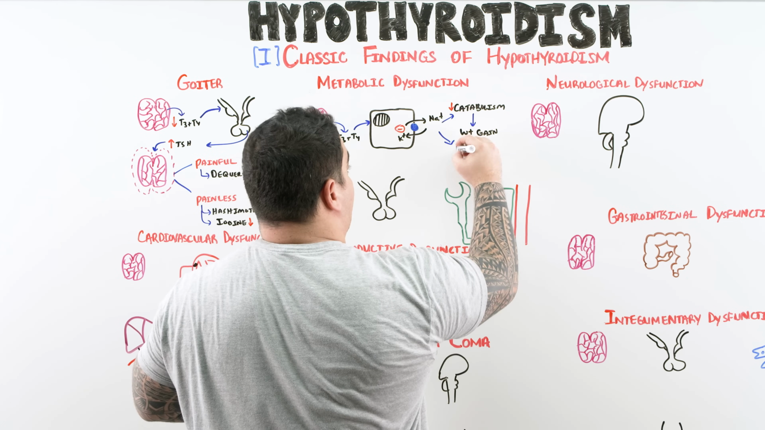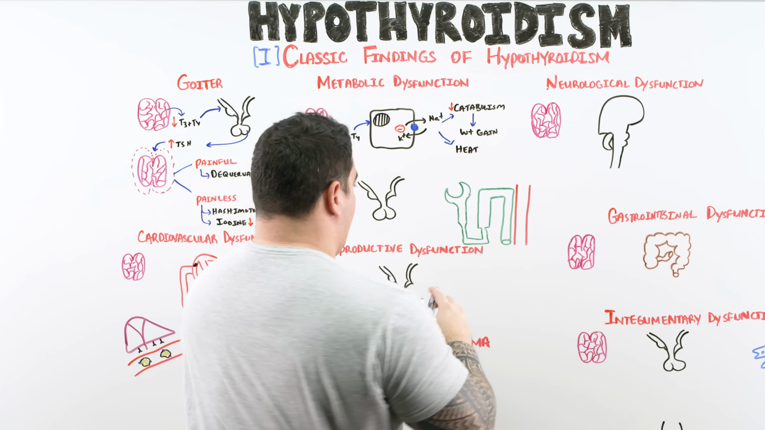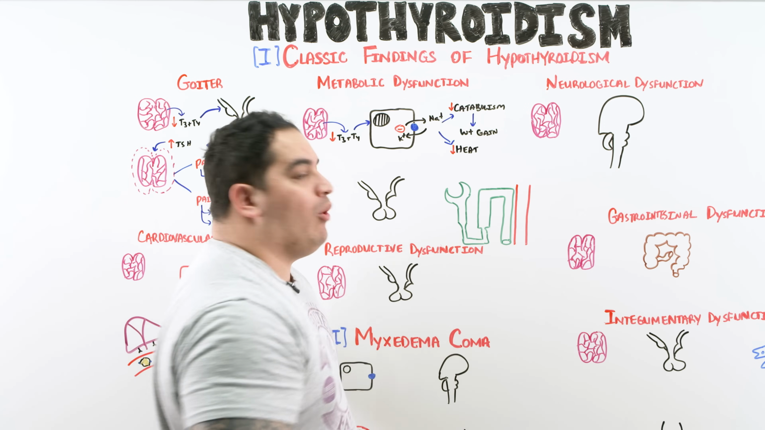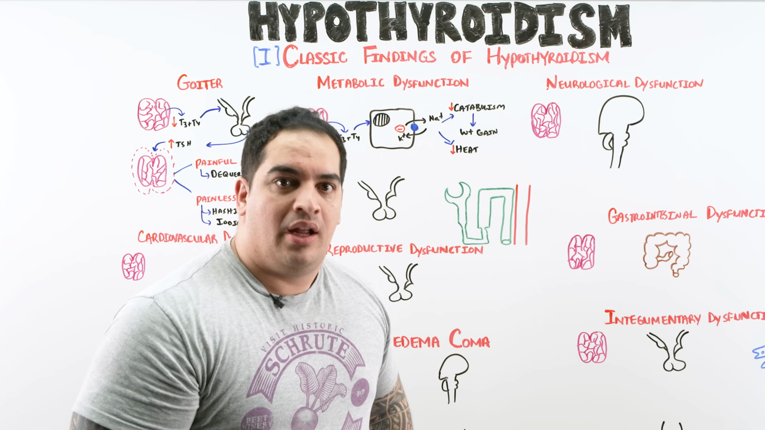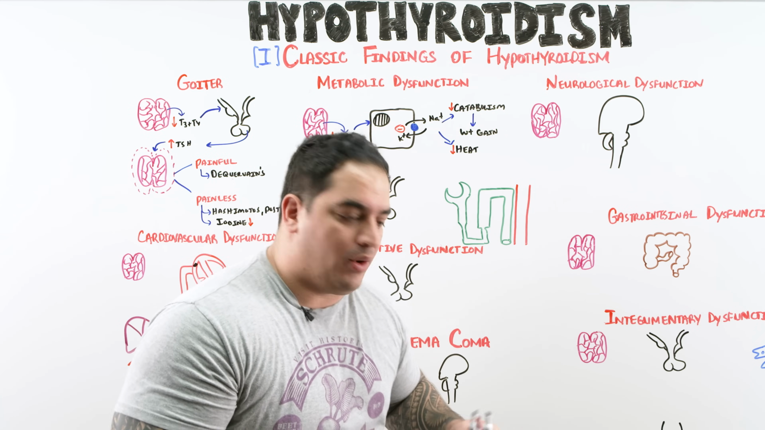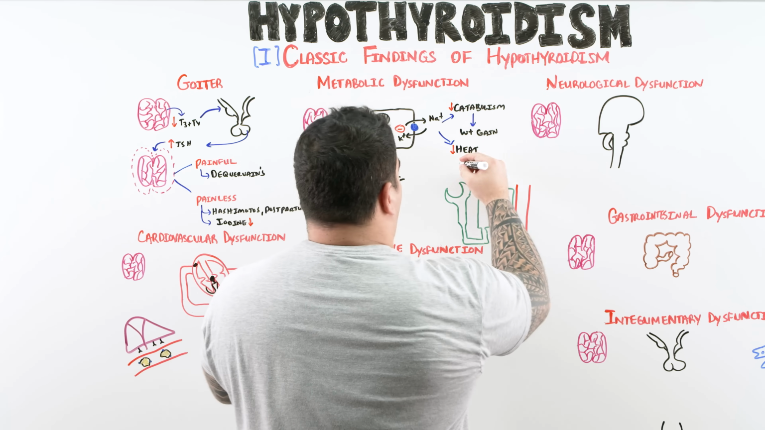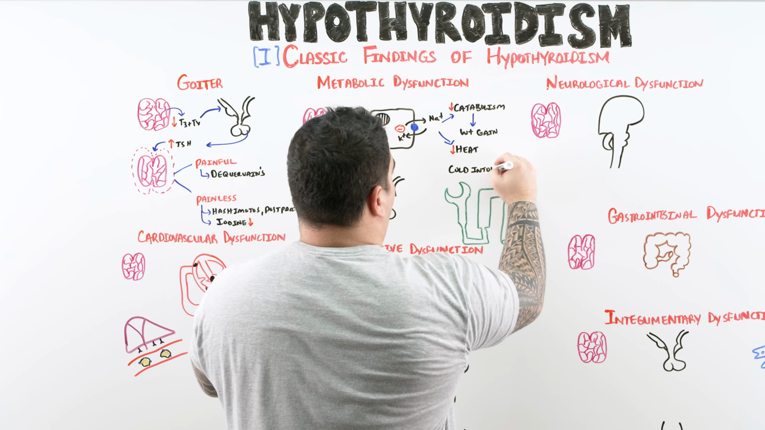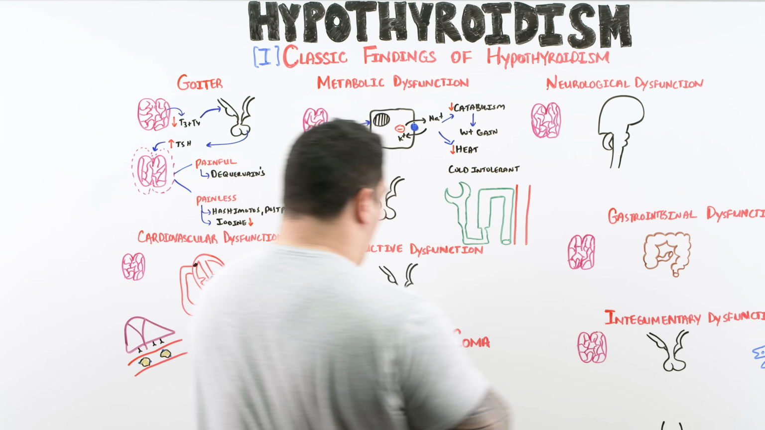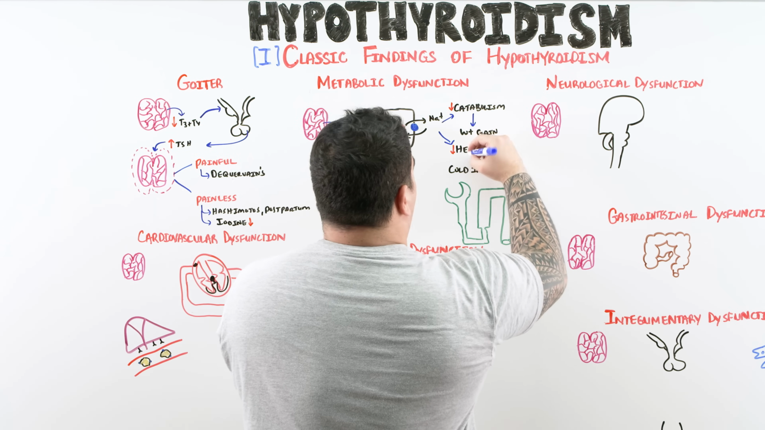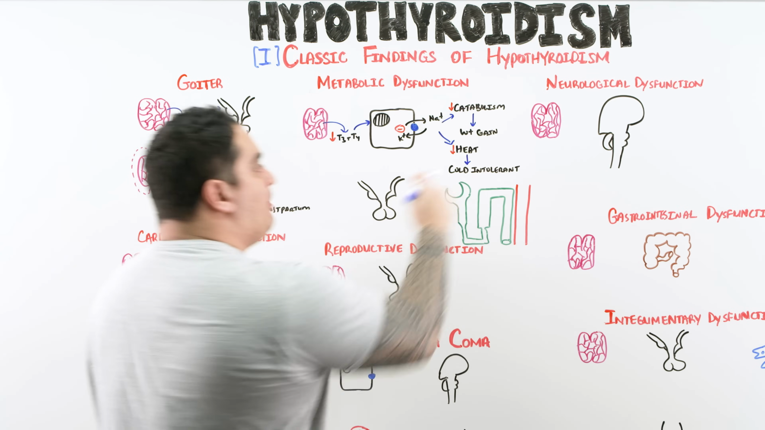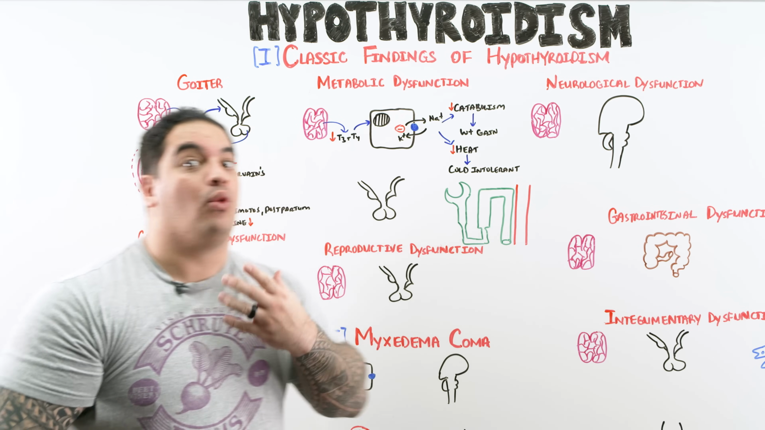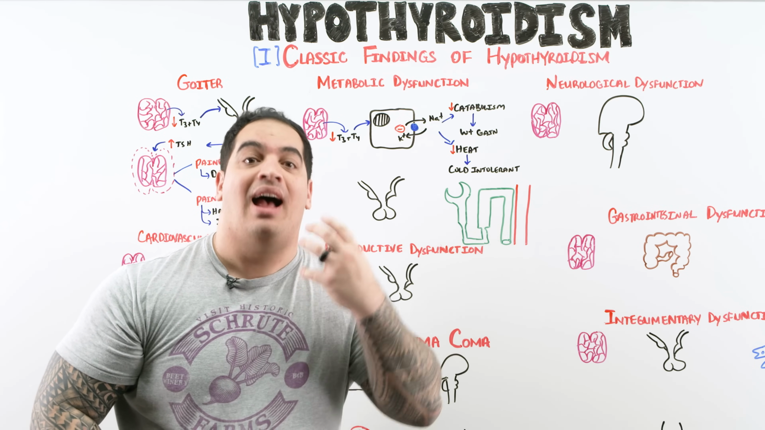So heat production will decrease. If I have decreased heat production, what will happen to my body temperature? It starts to become a little bit lower. So we refer to these patients as being what's called cold intolerant. They feel cold all the time. So if I think about weight gain and cold intolerant in a patient with a goiter, I really want to be thinking about a patient who has hypothyroidism.